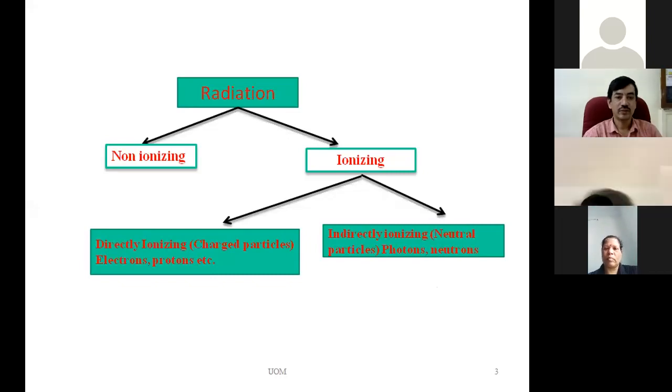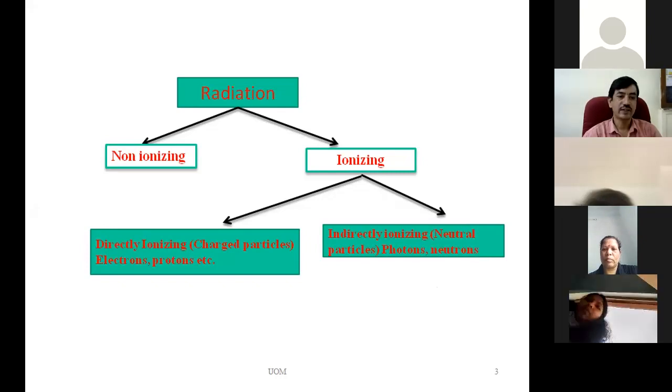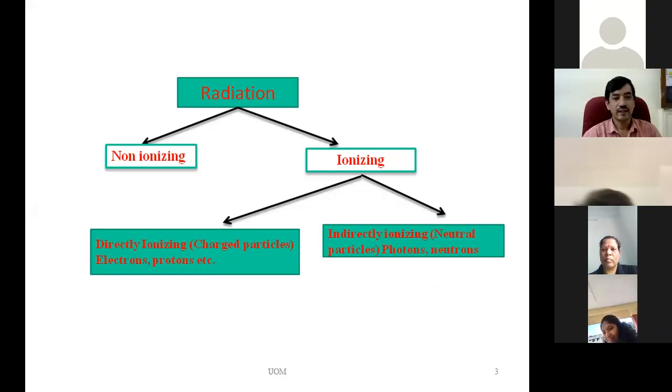Ionizing radiations are the ones which have the ability to ionize atoms and molecules. That means they will have a minimum amount of energy, say 32 electron volts. Non-ionizing radiations are those which have very low energy and they cannot ionize the atoms and molecules. Mobile radiations, radio waves, TV signals are all examples of non-ionizing electromagnetic radiations.